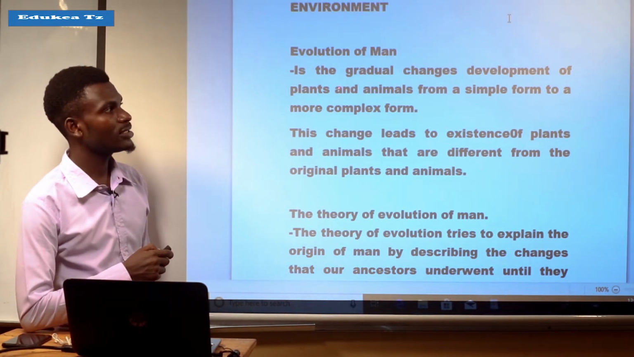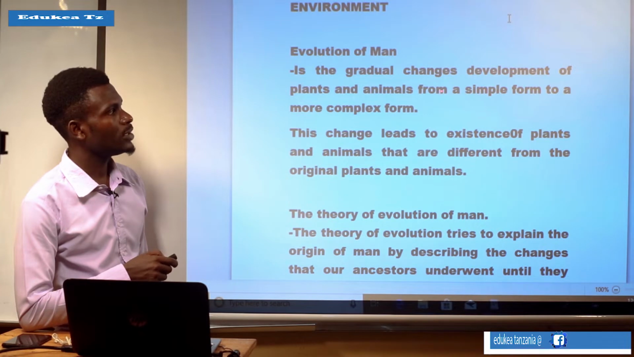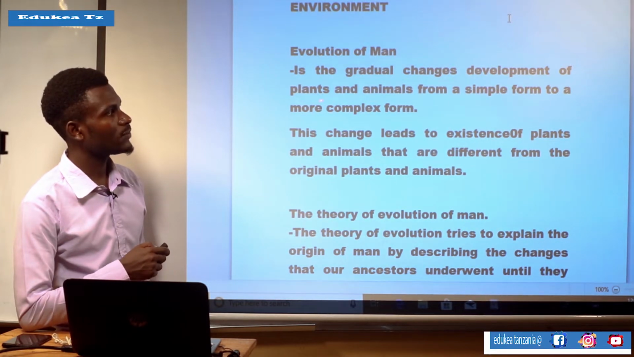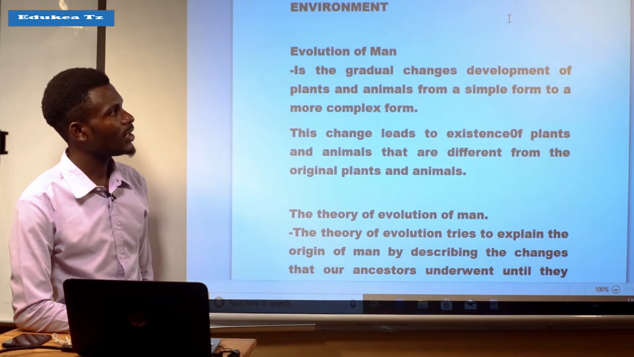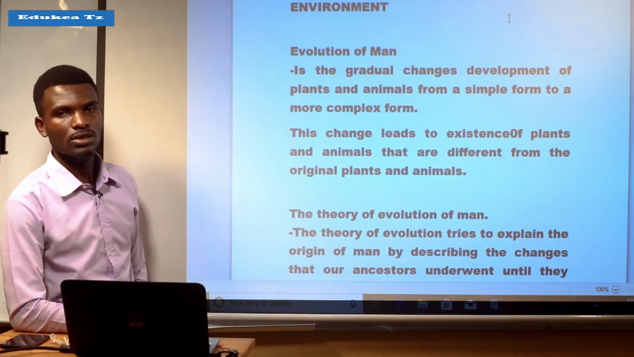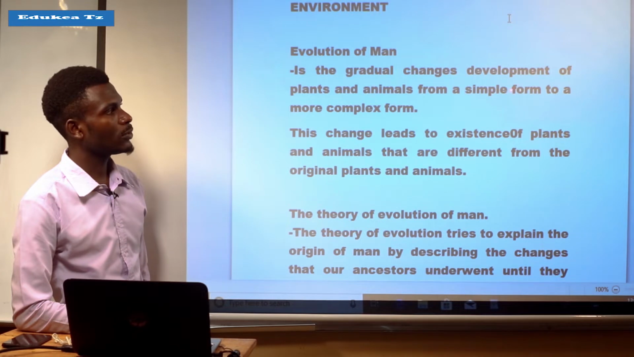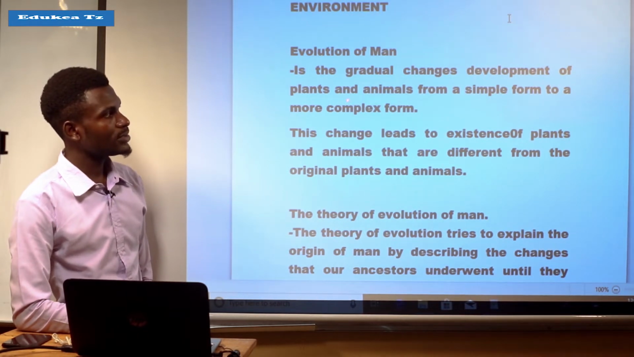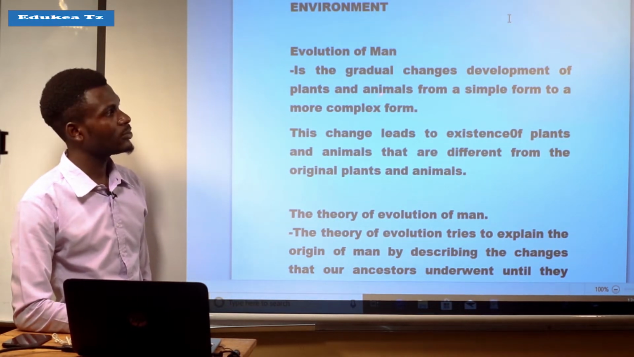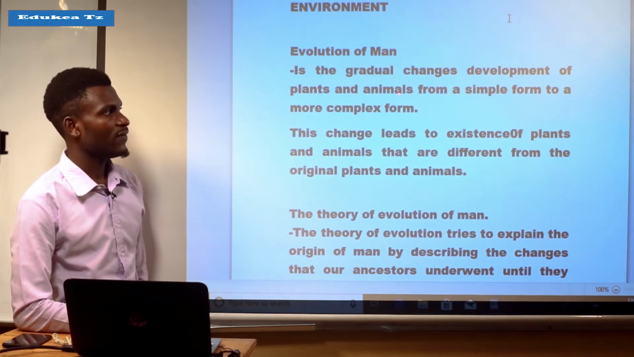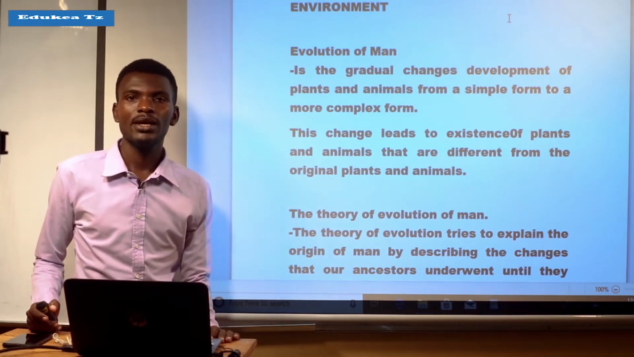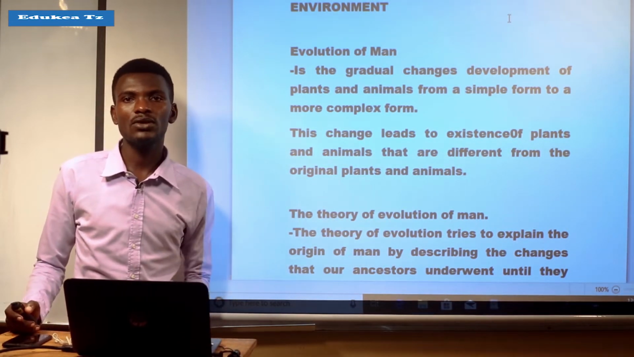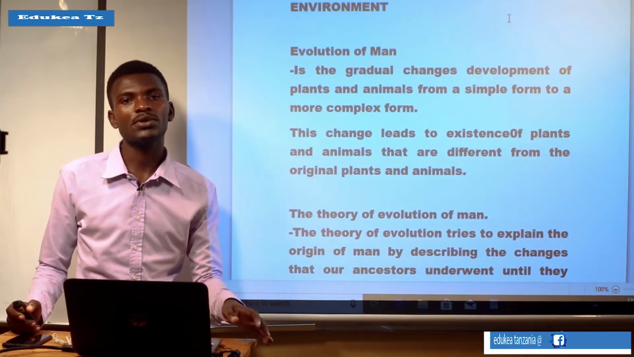Evolution of man is a gradual development of plants and animals from a simple form to a more complex form. It means that evolution of man is the gradual changes or development of plants and animals. Specifically here we touch on animals, from a simple form to a more complex form. So you can see that man changed from a simple form to a complex one.